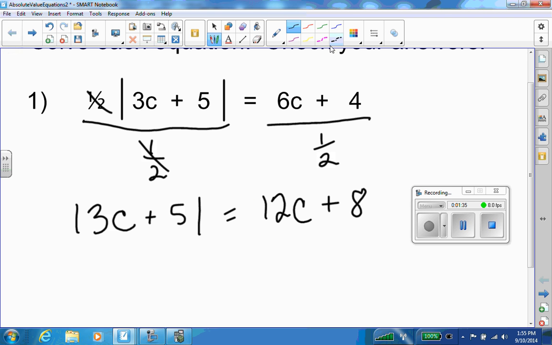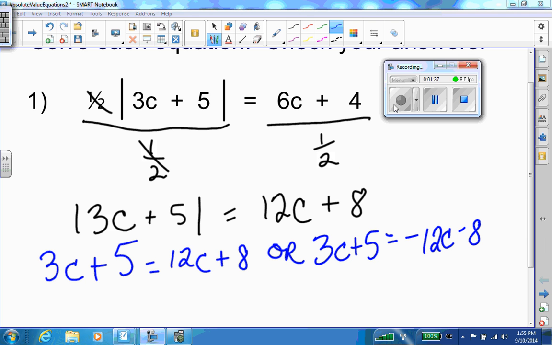We can set up 2 problems. So when I set up my 2 problems, the first one just essentially drops the absolute value bars and you keep all the signs the same. In the second equation, we're going to keep 3c plus 5 equal to the negative of the other side.